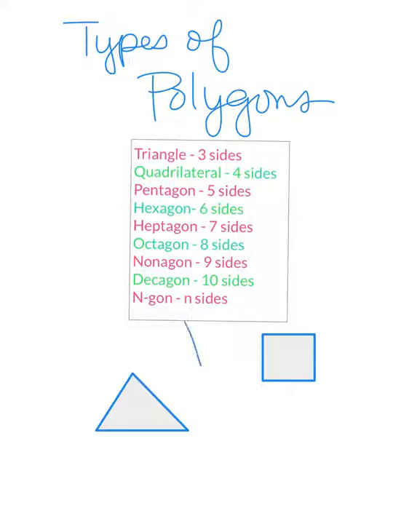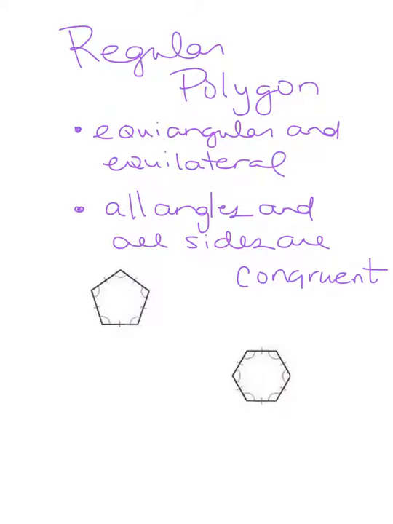We use this phrase n-gon, meaning it has n sides, just to talk about something generically about a type of polygon without saying specifically the number of sides. Now what you have here in the examples, that's a quadrilateral, has 4 sides, and again here's my triangle, which has 3 sides. A special type of polygon is a regular polygon. And what that means is it's equiangular and equilateral, meaning all angles and all sides are congruent.